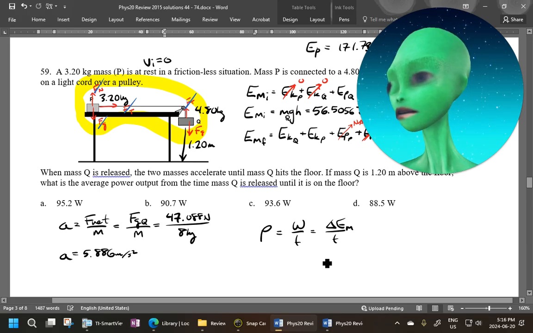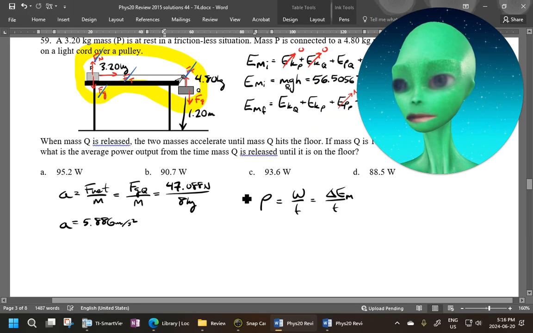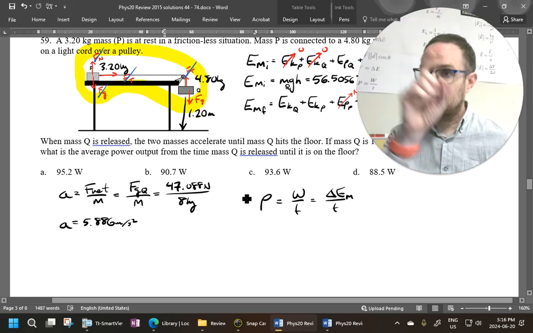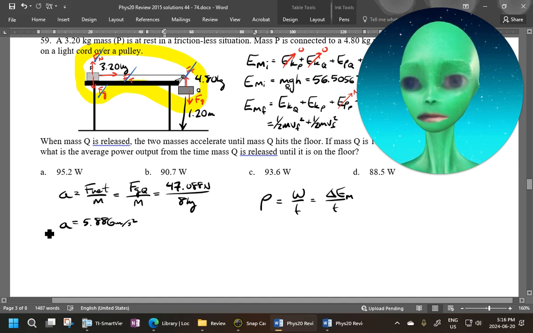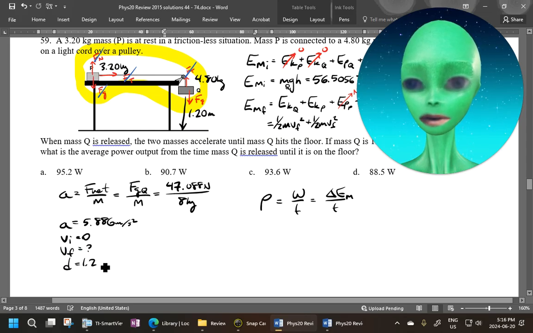Okay, so my goal here is to find the final speed, right? Because I need to use that in those 1/2 mv squared formulas up here. So this has got to be 1/2 mvf squared, 1/2 mvf squared as well. The two speeds are going to be the same because they're attached by a rope. So VI is equal to 0. What's my VF? Question mark. The d is 1.2 meters.